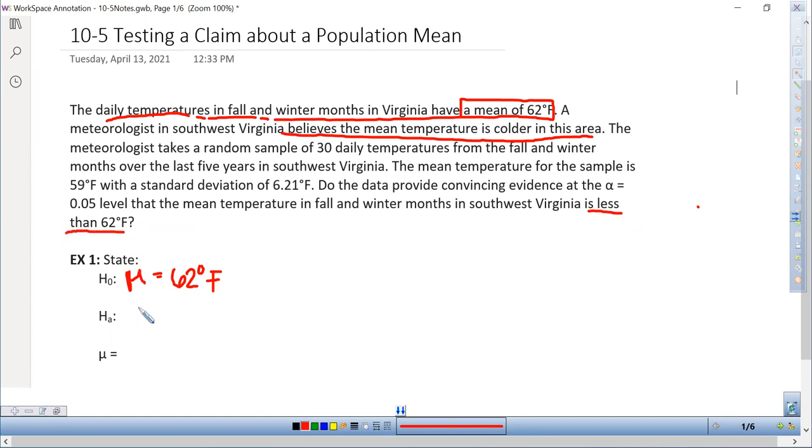So colder means less than. So our alternative hypothesis is what the meteorologist believes, that the actual mean is really less than 62 degrees Fahrenheit. And remember that mu represents the daily temperature in fall and winter in Virginia.